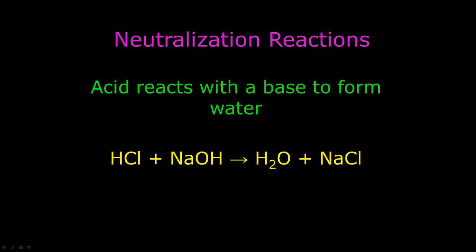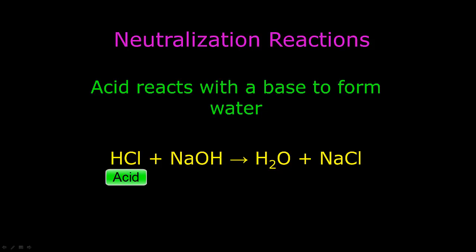Hello, chemistry students. Today we are going to talk about types of reactions. And the first type of reaction we're going to talk about are neutralization reactions, since we've been talking about acids and bases. A neutralization reaction is when an acid reacts with a base to form water. It forms a neutral substance, and we typically think of water as a neutral substance. So acids plus bases, which are opposites of each other, form something neutral.